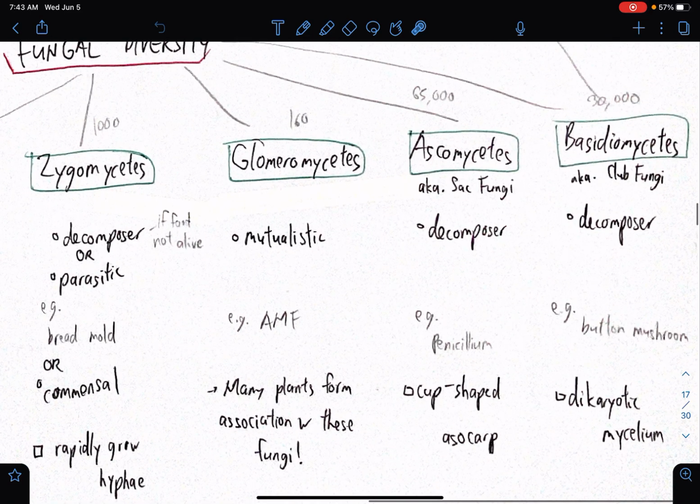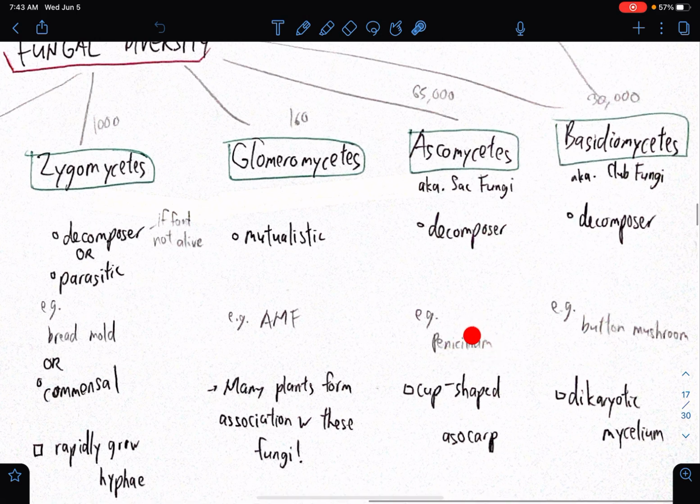How about ascomycetes? Ascomycetes have 65,000 species under it. In other words, they're called sac fungi. They're decomposers, and one example is Penicillium. It's an antibiotic, a fungus that is useful as an antibiotic. One feature is that they have a cup-shaped ascocarp.